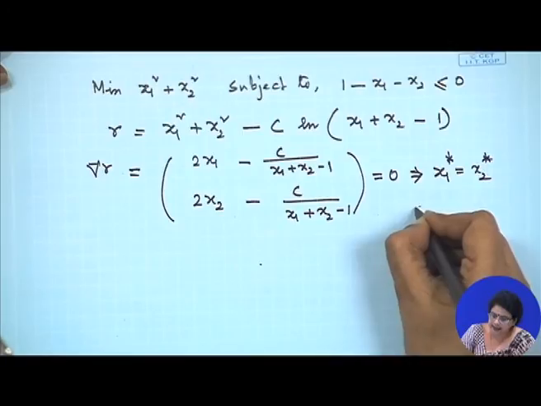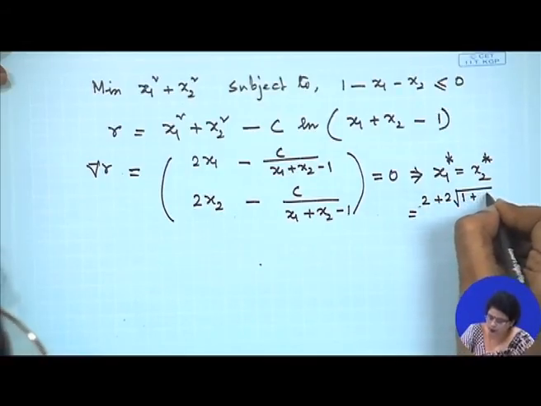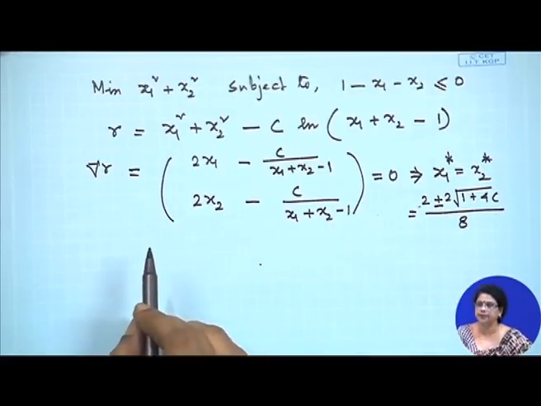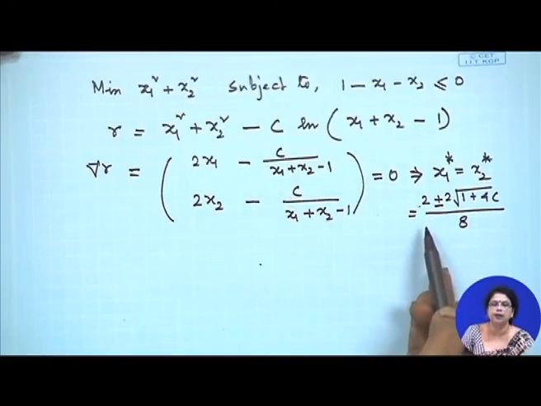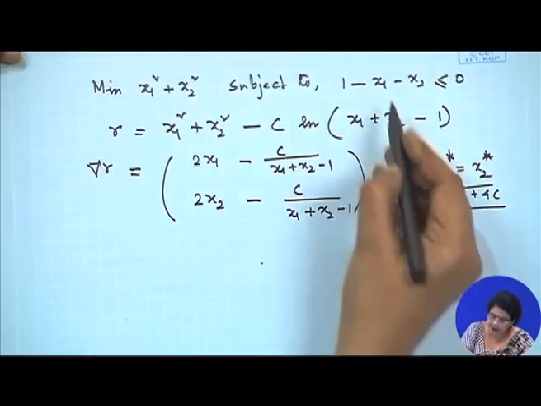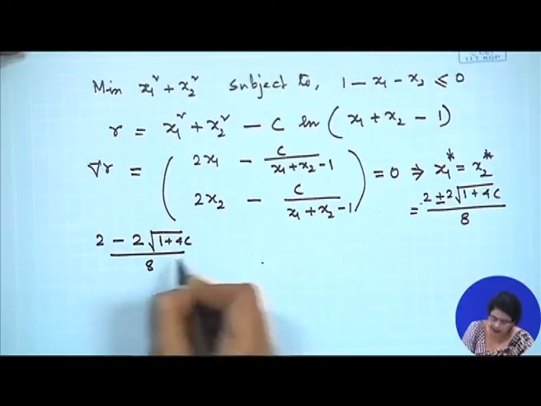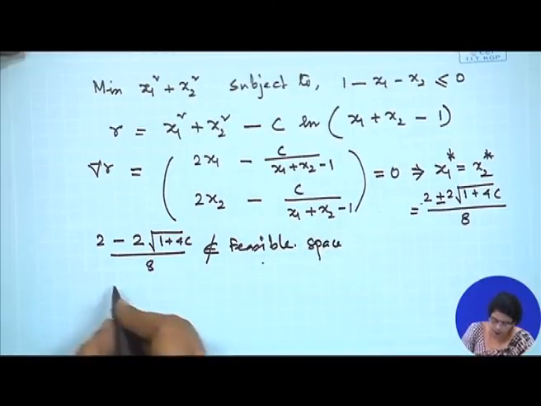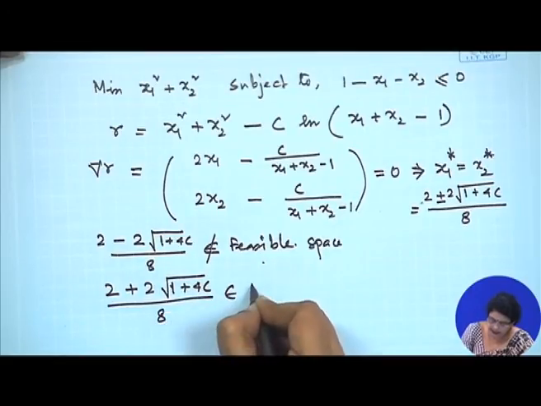Not only that, we can say that this is equal to 2 plus minus 2 root over 1 plus 4c, divided by 8, because we will get the condition like this. If we substitute x1 equal to x2 here, we will get an equation of degree 2, and from there we will get two roots. Now, if we substitute the values here, we will see that 2 minus 2 root over 1 plus 4c divided by 8 is not within the feasible space. That is why the only point in the feasible space is 2 plus 2 root over 1 plus 4c divided by 8.